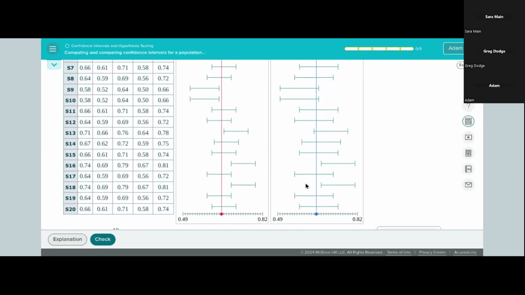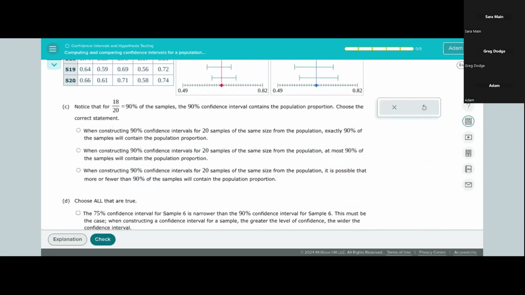Okay. So let's go back to our questions here. It says choose the correct statement. So that's telling us that there's only one correct. When constructing 90% confidence intervals for 20 samples of the same size, exactly 90% of the samples will contain the population proportion. We know that's not true because 10% of 20 would be 2. In this case, it did, but in the 75%, it did not. So that's not true. Let's look at the second one. When constructing 90% confidence intervals for 20 samples of the same size, at most 90% of the samples will contain the population proportion. That's not true because it could be more or less.